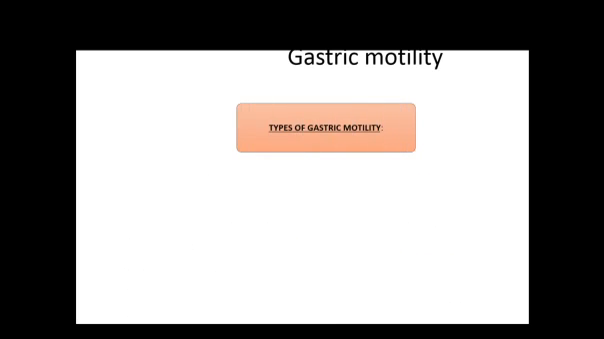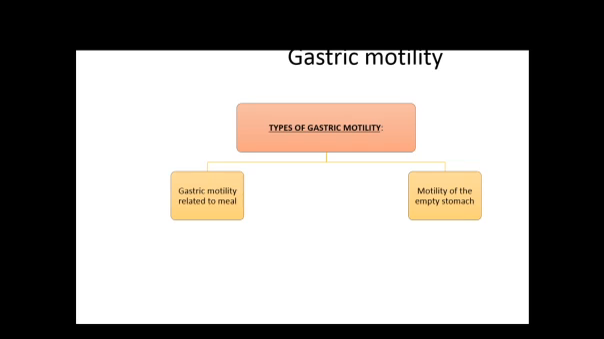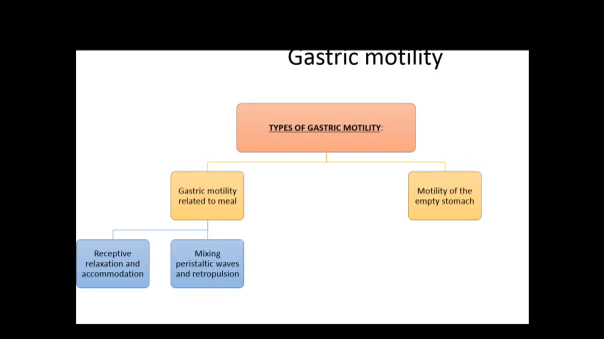Now, what are the different types of gastric motility we see? With the basic concepts about gastric motility regarding basal electrical rhythm and peristaltic waves, we proceed to the types of gastric motility movements seen in the stomach. Gastric motility movements can be divided into two types: the motility related to a meal present inside the stomach and the motility of the stomach when it is empty. When the stomach receives the meal, initially it relaxes, which is called receptive relaxation. When receptive relaxation occurs, the filling of the stomach occurs.